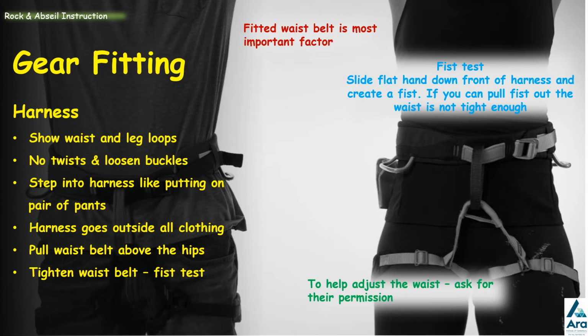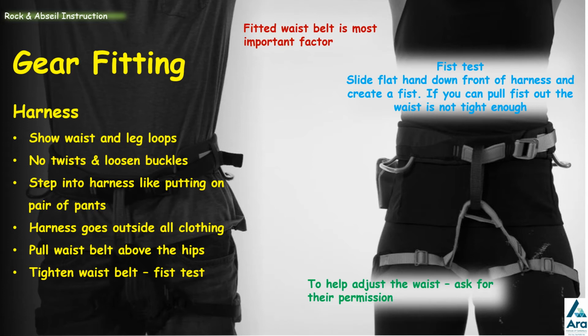And the key thing to remember is that the waist belt is fitted firmly. That's probably the key thing to remember about harness fitting, that the waist belt is a snug fit. Now, a way to test that is once it is above their hips and outside of all their clothing, to pull the adjustment strap on the waist nice and tight, and if they slide their hand flat down past their belly button, past the waist belt of the harness, create a fist, and then try and pull that fist back up through the waist belt, they shouldn't be able to do that.